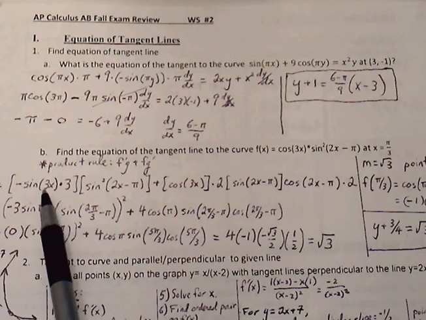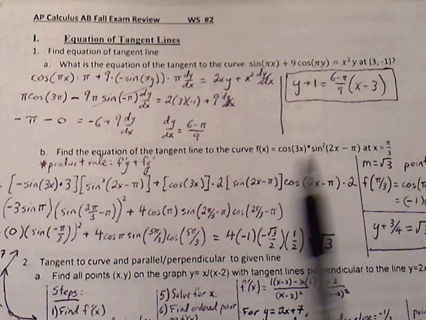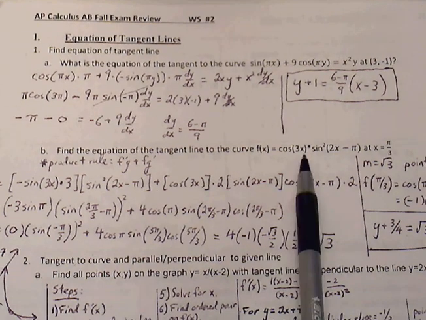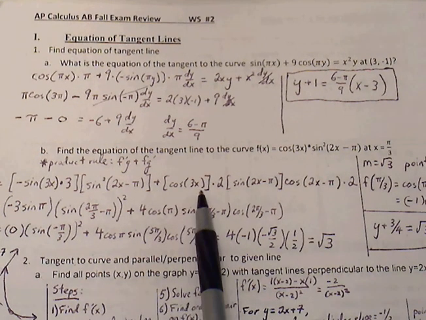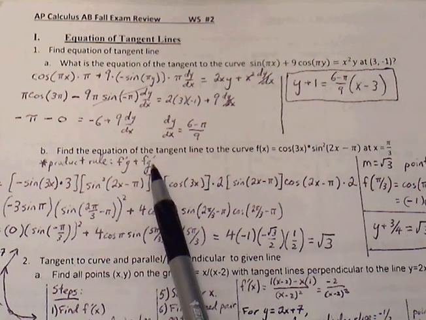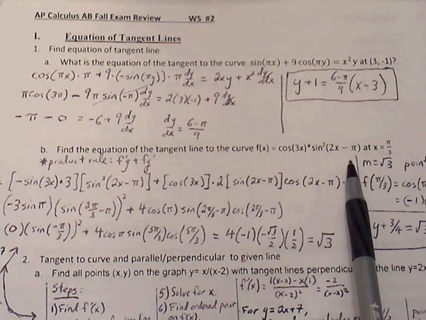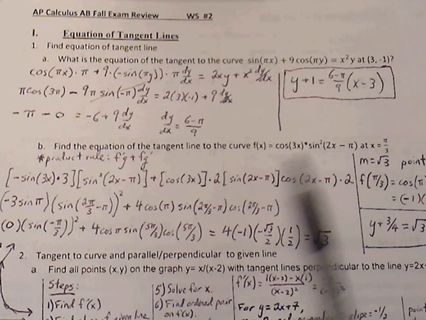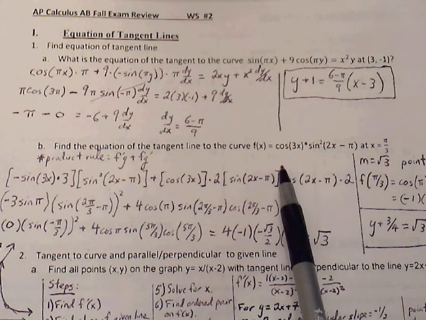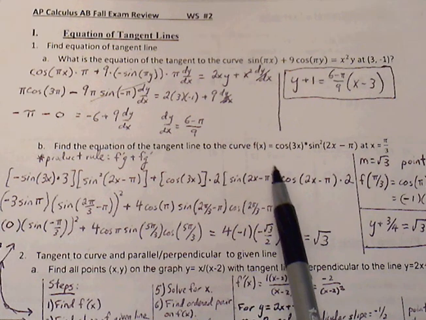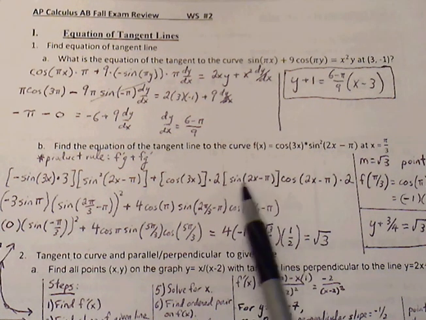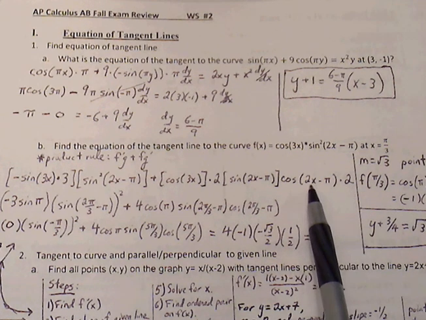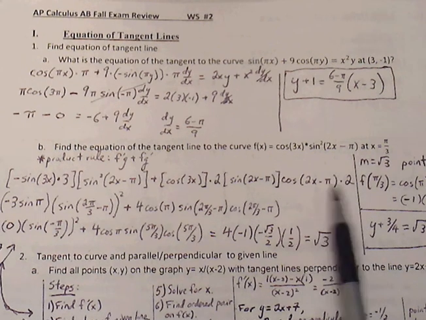Cosine 3x becomes negative sine 3x times 3, times the original g function, sine squared 2x minus pi, plus the original f function, cosine of 3x, times the derivative g prime, which is going to be the derivative of sine squared 2x minus pi. We can think of this as sine of 2x minus pi, squared. So we go through chain rule, bring down the 2, keep the bracket, subtract 1 from the exponent, which goes to 1. Multiply it by the inner function's derivative, so sine of u becomes cosine of u times u prime. So the derivative of 2x minus pi is simply 2x turns to 2, and pi is a constant, so it's going to go to 0.